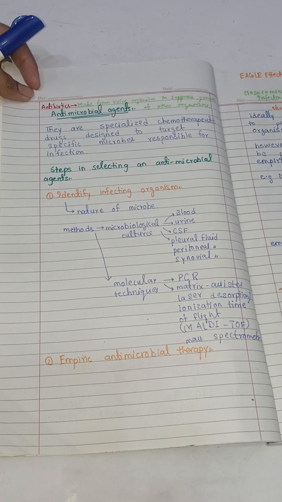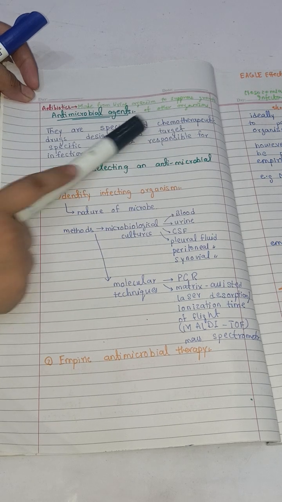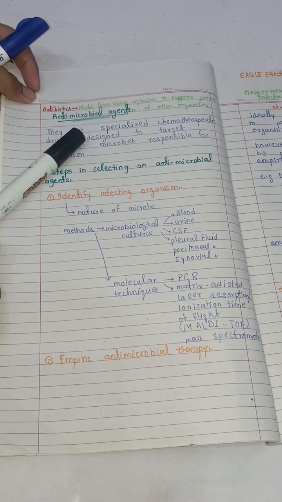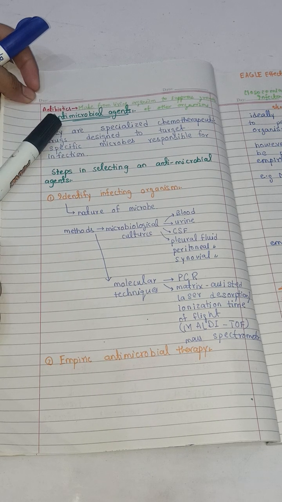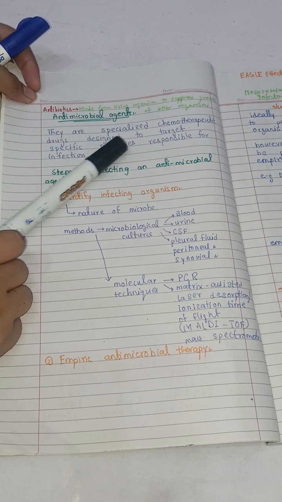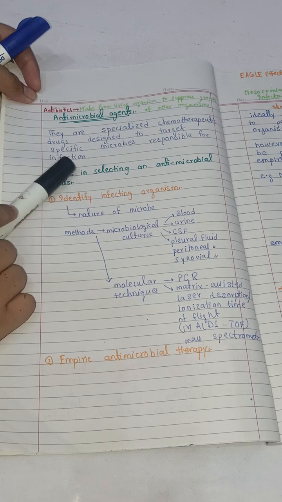So in the next page we have given what are antibiotics. They are made from living organisms to suppress the growth of other microorganisms. What is an antibiotic and what is an antimicrobial agent, their difference is very important. Antimicrobials are a specialized type of chemotherapeutic drug that targets the specific microbe responsible for the infection.